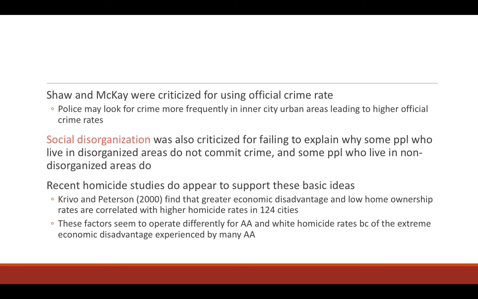Social disorganization is also criticized then for failing to explain why some people who live in those disorganized areas do not commit crime and why some people who live in organized areas do. So recent homicide studies don't appear to support these basic ideas, at least for homicide.